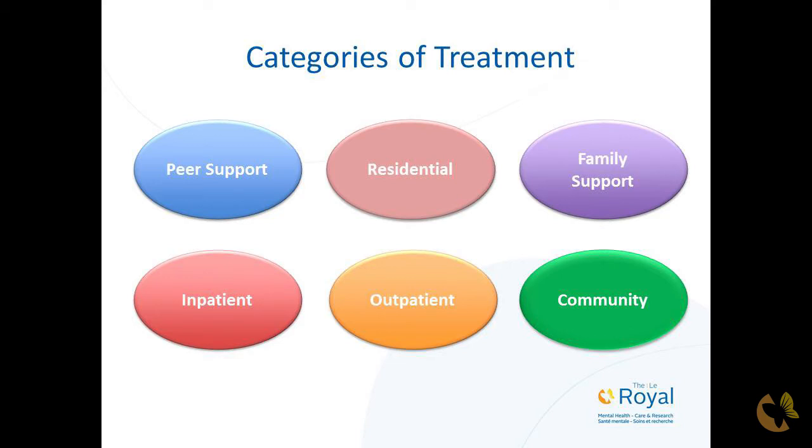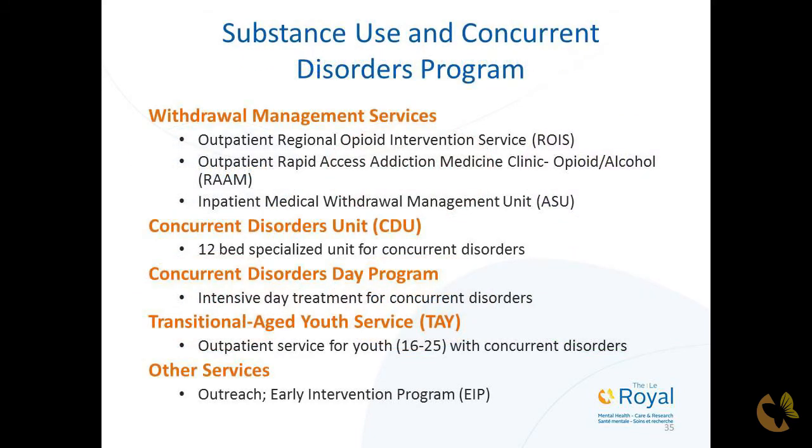You might start off as an inpatient and then go to outpatient, and then you're good with peer support after that. Or you might start off with peer support, then go to inpatient. So people can go back and forth through this system. And this is just a bit of an overview of the different services that we provide at the Royal. I'm not going to go into a massive amount of detail, but these hit a bunch of the different levels that I just talked about.